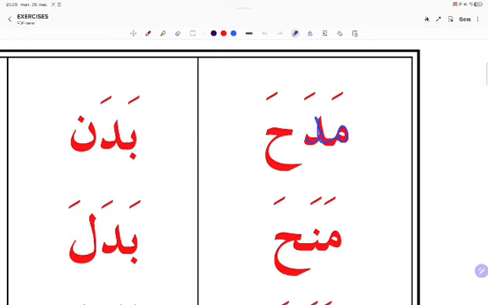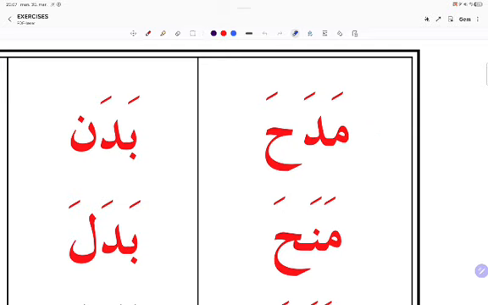Here are 2 letters. This letter and this letter are joined together. Now you have to look at the first letter and try to figure out what it looks like. Does it look like fa? Maybe the head, but there's no dot, so it cannot be that one. Does it look like waw? Yes, it does look like waw. What else? It looks like a meem. Yes. So it can either be meem or waw.